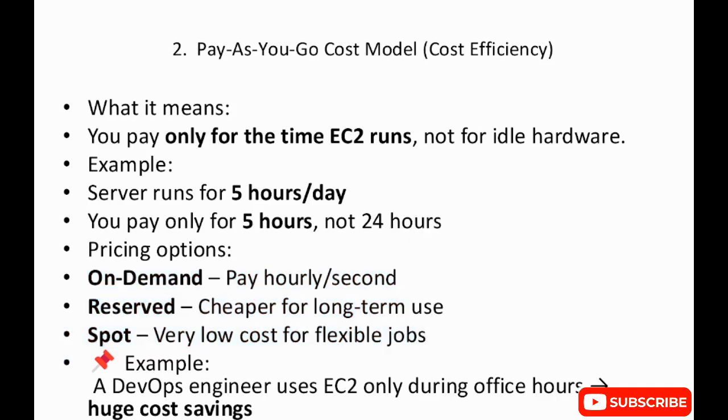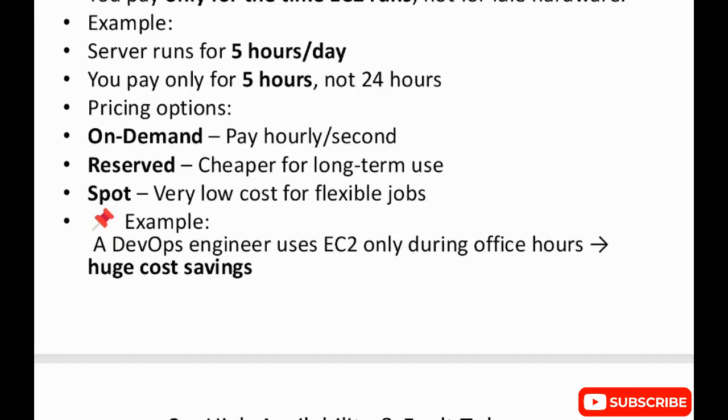For example, a DevOps engineer uses EC2 only during office hours. So there is a huge cost saving. In this way, a DevOps engineer can save a huge amount, right? They only have to pay the office hours price. So this is the benefit of EC2.